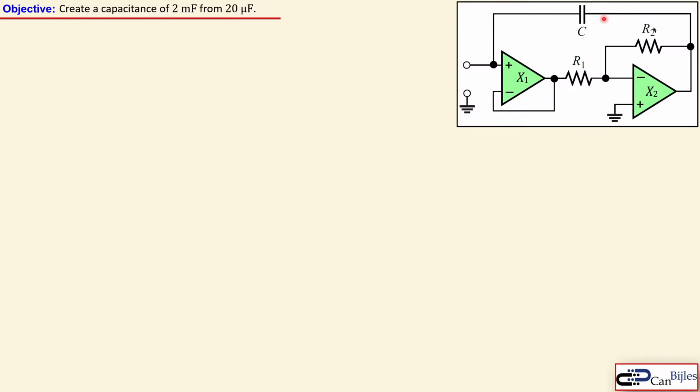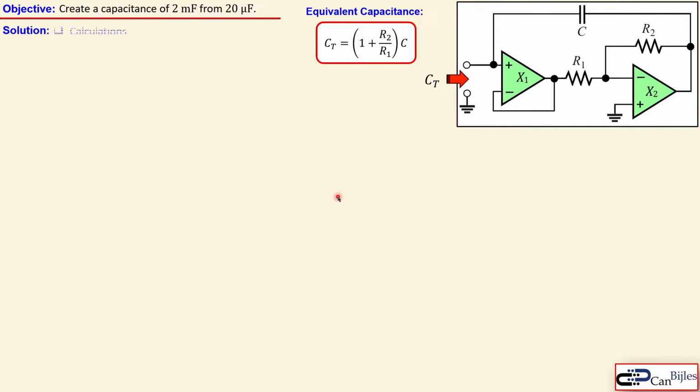Let's now go to an example. The first example is about the creation of a capacitance of 2 millifarads from 20 microfarads. And again, our circuit, and again, this needs to be a capacitor CT, which should be then 2 millifarads, from, of course, this capacitor, which is then 20 microfarads. Again, our formula. Now we can do the calculation here.